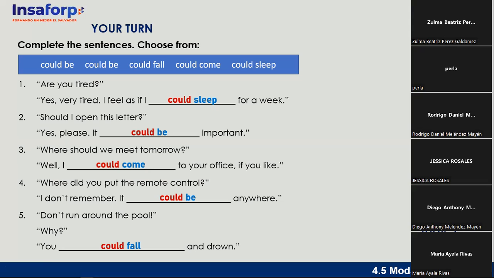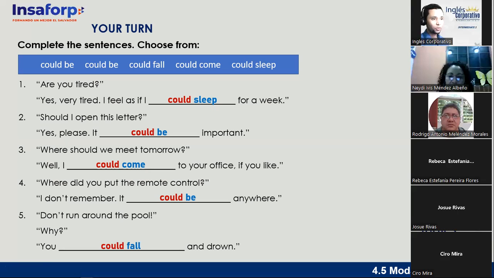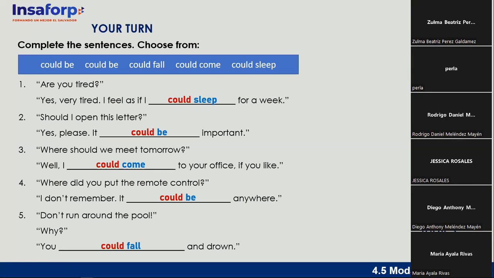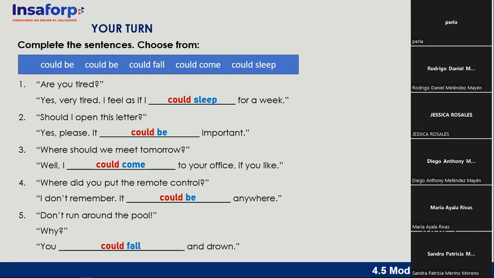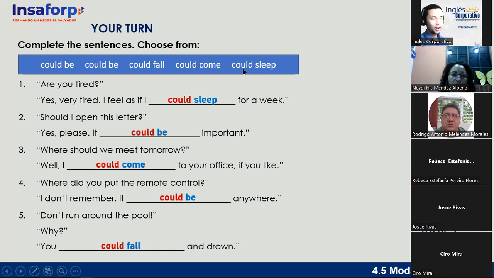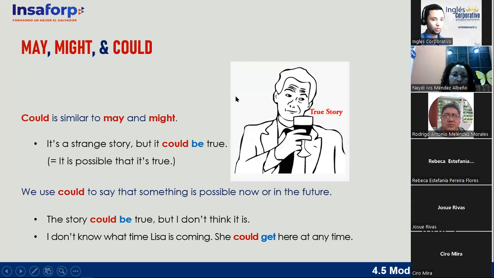That's the right answer. Okay, how many people do we have? We have Nady, Rodrigo, Rebecca, Josue, Ciro, Zulma, Perla, Rodrigo Daniel, Jessica Rosales, Diego Anthony, Maria Ayala, and Sandra Patricia. Okay, a lot of people. Very good. All right, let's continue. Just remember, we use may, might, and could in very similar ways. We use could to express that something is possible.